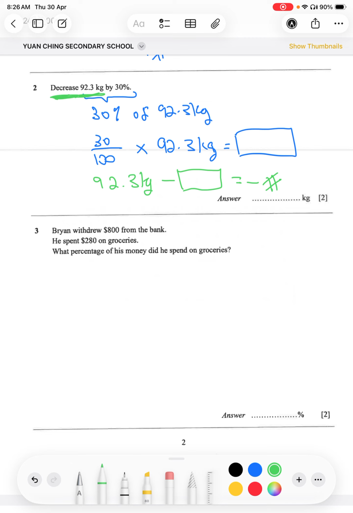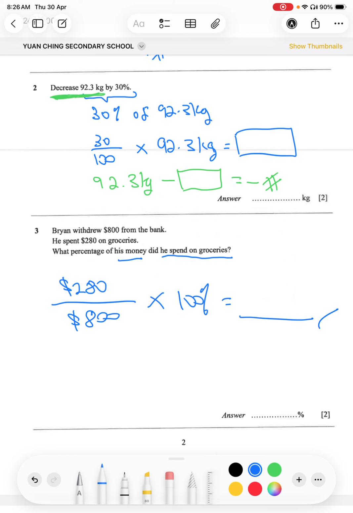The next one, 3. He drew $800 from the bank. He spent $280 on groceries. What percentage of his money did he spend on groceries? So he spent $280 of his money, 800. Change to percentage. Press the calculator, you get the answer. Okay, for this, he spent $280 out of 800 on groceries. Then that's 100%. Change to percentage.